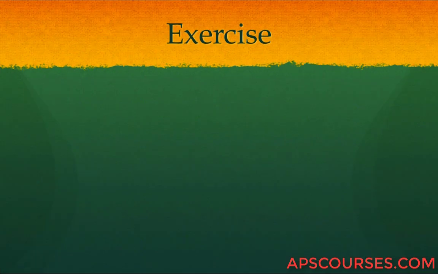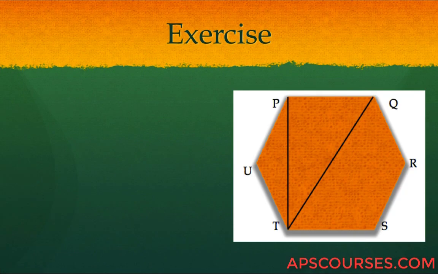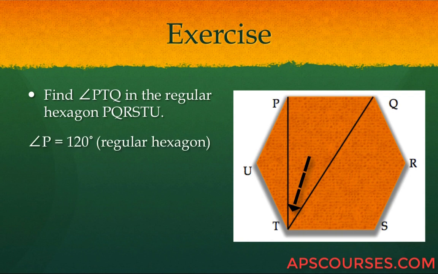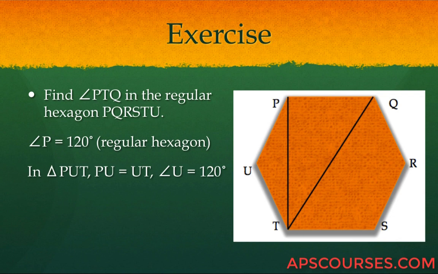The next exercise. This is a regular hexagon. Find angle PTQ in this regular hexagon. Since angle P is equal to 120 degrees, because this is a regular hexagon, in triangle PUT, PU would be equal to UT and angle U is equal to 120 degrees. Therefore, angles UPT and UTP are both 30 degrees.